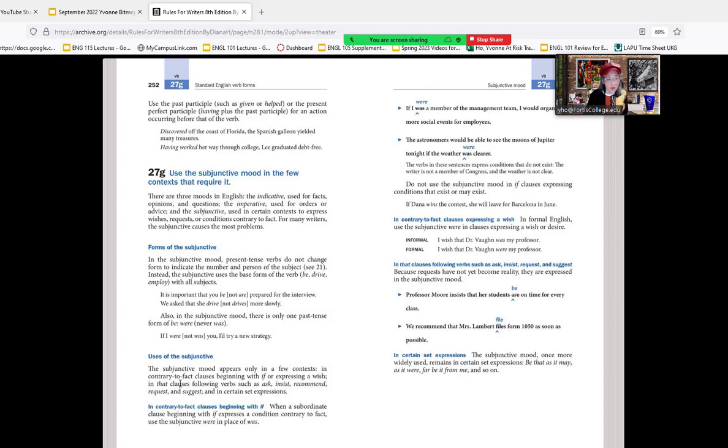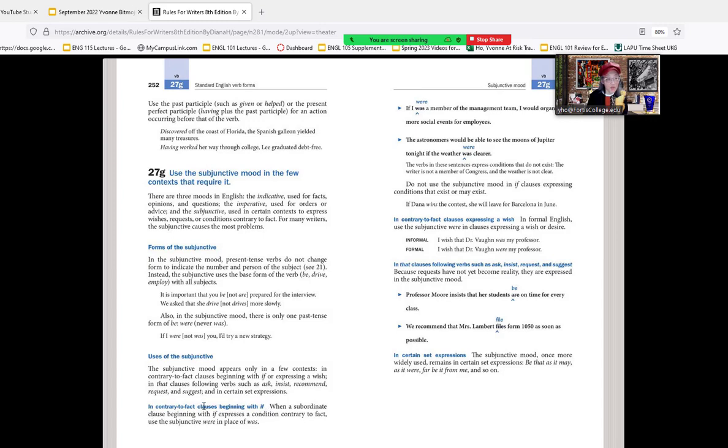The subjunctive mode appears only in a few contexts: in contrary-to-fact clauses beginning with if or expressing a wish, in that clauses following words such as ask, insist, recommend, request, and suggest, and in certain set expressions.